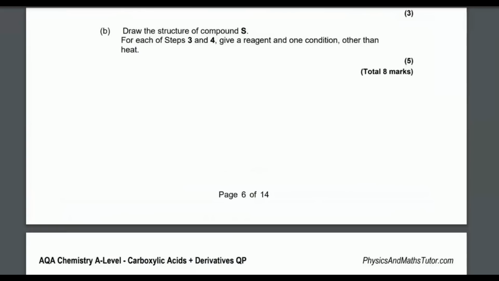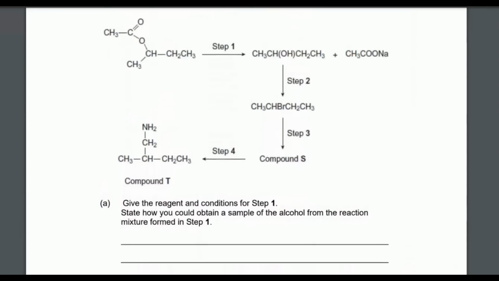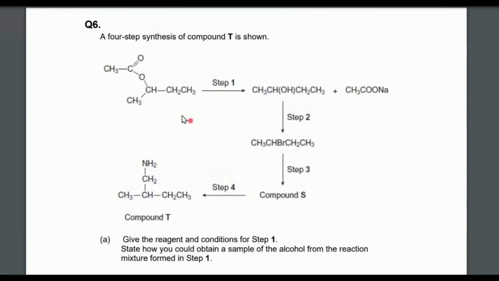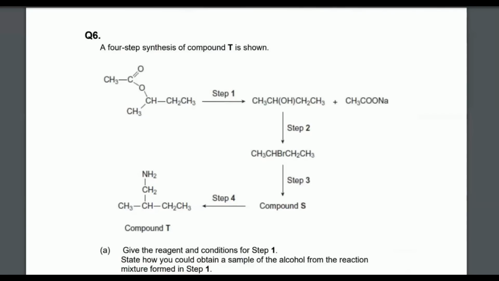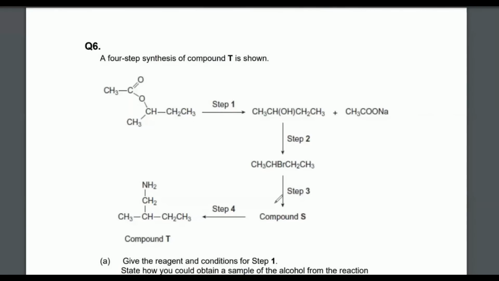Draw the structure of compound S. For each of steps 3 and 4, give a reagent and one condition other than heat. And this is the last part to this question. So let's go to compound S and have a little look. In order to find out what compound S is, you really need to talk yourself through all of the steps to work out what's going on. And sometimes look past compound S at the final step, because this will also help you.